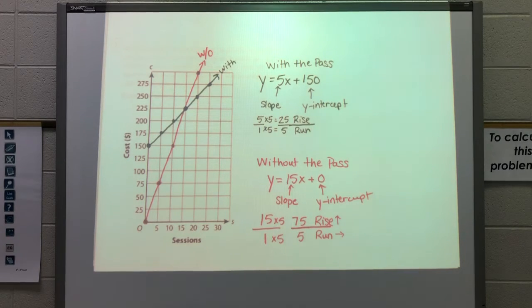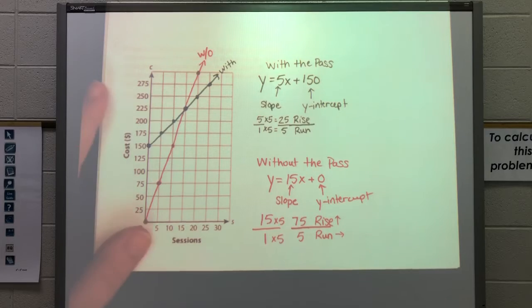Thank you. So I'm trying to decide if I need the pass or not. If I plan on going less than 15 times or 15 times, it doesn't much matter. It would be cheaper to go without the pass. But if I plan on using it 16 times, not 15, because 15 will be the same value, but if I plan on using it 16 times and going to 16 sessions, then I need to go ahead and get the pass, because after that, it would be cheaper. So here's how we're going to word that.